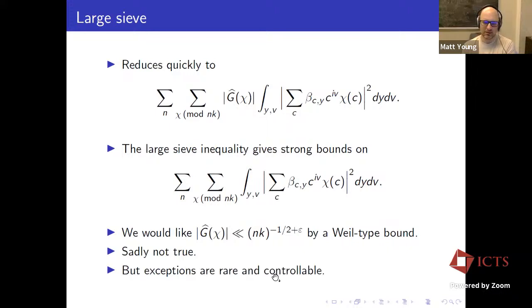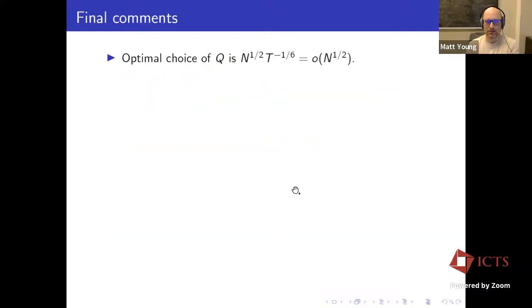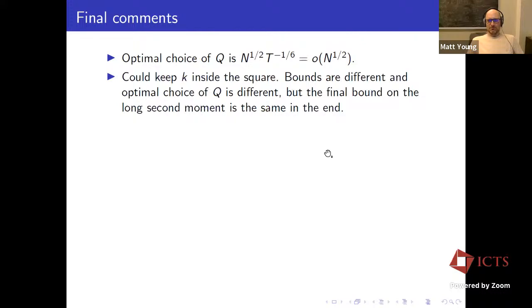But we kind of know when it's not true. It doesn't happen very often that the bound doesn't hold, and we understand what's going on. So you can control those failures of the bound directly. You just do that, and the optimal choice turns out to be the square root of n over t to the 6th.